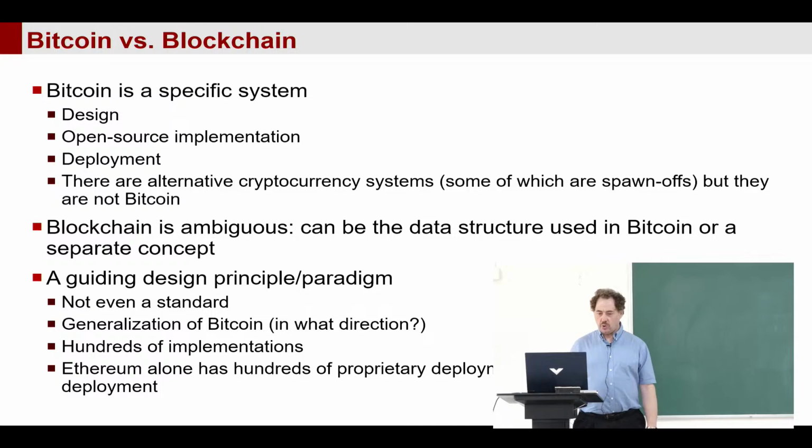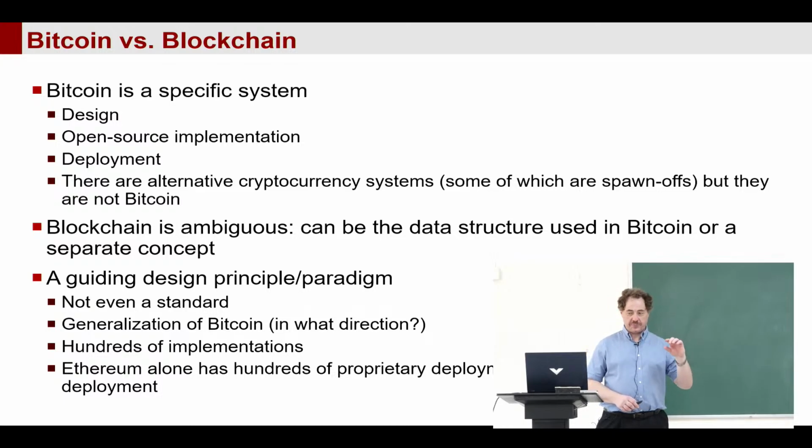So let's talk a little more about the terminology, Bitcoin and blockchain. Bitcoin is a specific system. It's a very concrete and specific thing. We know all about its design. There are so many documents. And if something is not documented, there is a reference implementation. So we can look up the source and get the exact answer about anything we want.